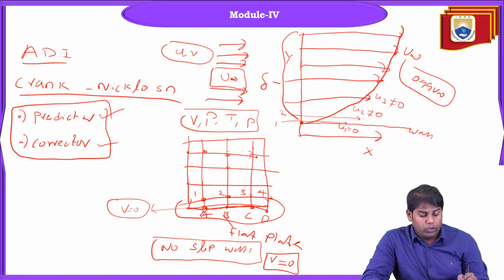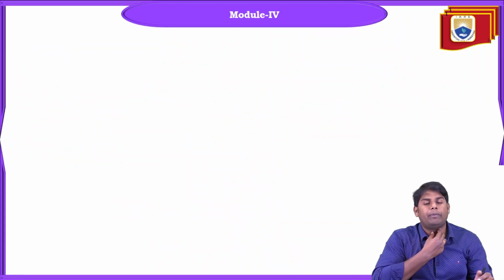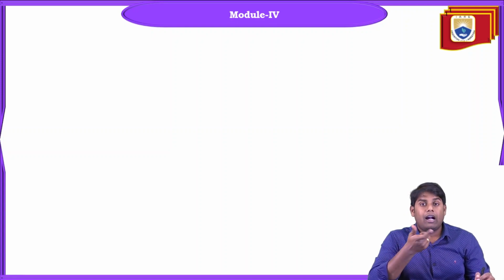Why? Because the solution will start from the boundary points A, B, C, D. These are already defined, but for the internal points 1, 2, 3, 4, the initial values we need to guess. That is nothing but predicting, or guessing it. So when you guess the initial values, that is prediction.